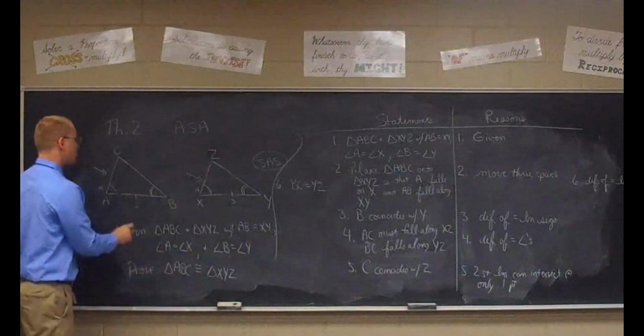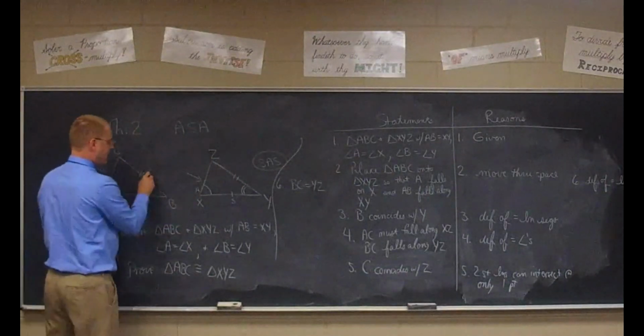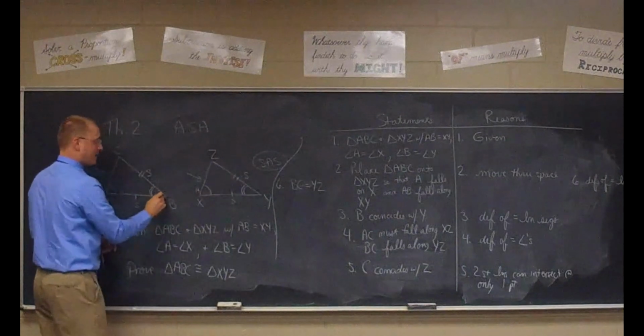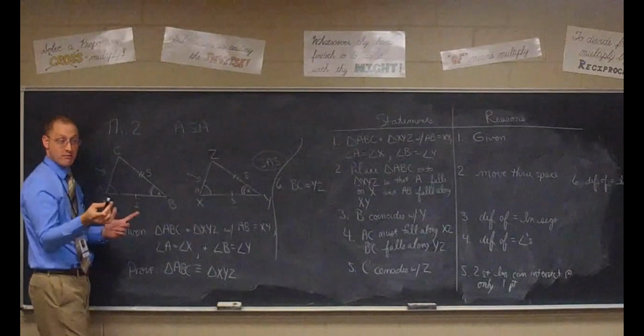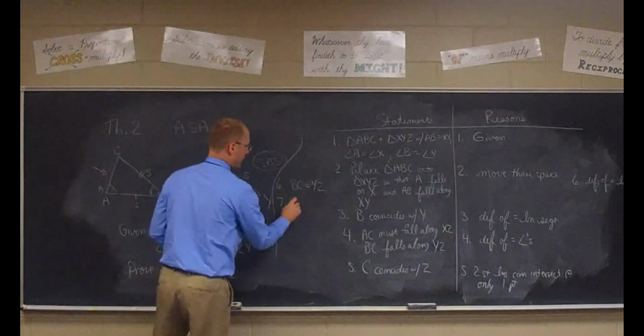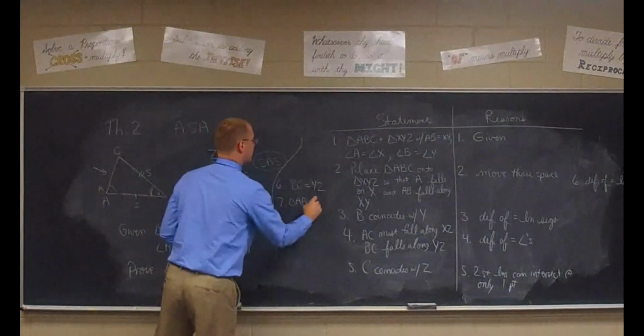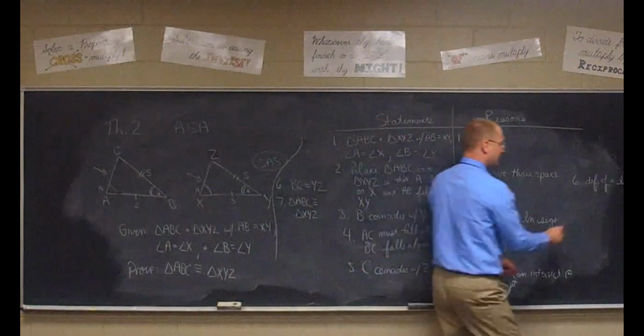And if that's true, I have sides equal here, angles equal here, and sides equal here. I have side, angle, side. So number 7, the triangles have to be congruent. Triangle ABC is in fact congruent to triangle XYZ by side, angle, side.